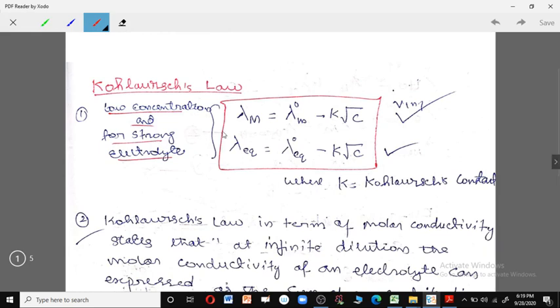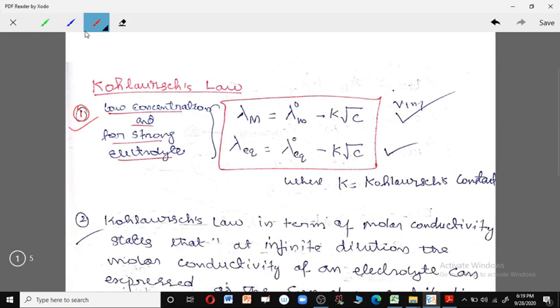So this Kohlrausch law, the first important point is that it is applicable to low concentrations and strong electrolytes only. One very important point: Kohlrausch law does not hold at high concentration and for a weak electrolyte. It holds only at low concentration and for strong electrolytes.